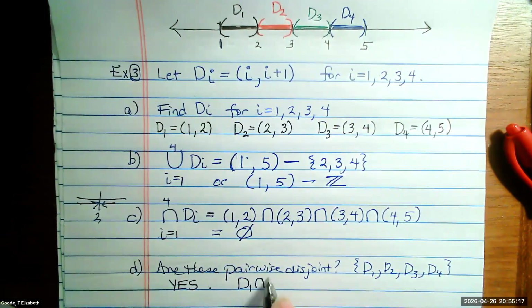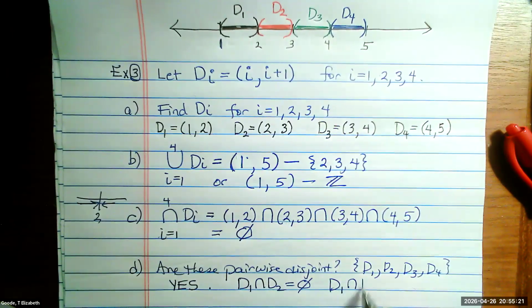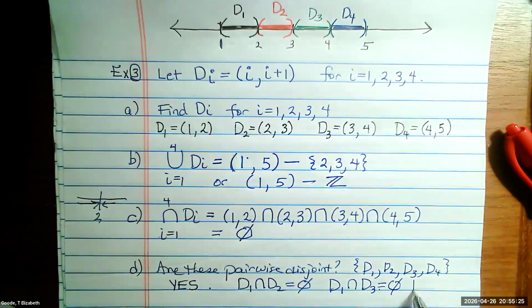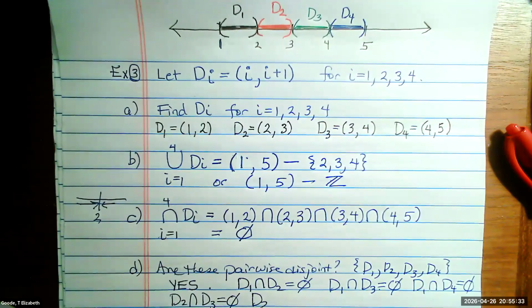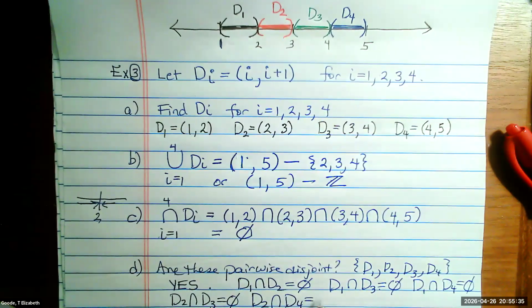D1 intersect D2 is empty. D1 intersect D3 is empty. D1 intersect D4 is empty. D2 intersect D3 is empty. D2 intersect D4 is empty. D3 intersect D4 is empty.